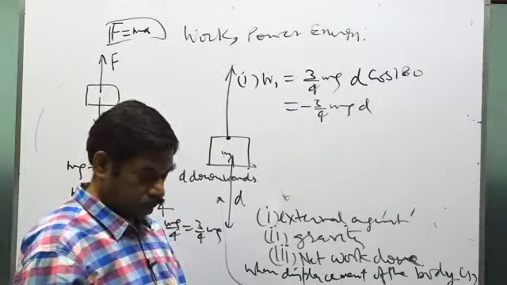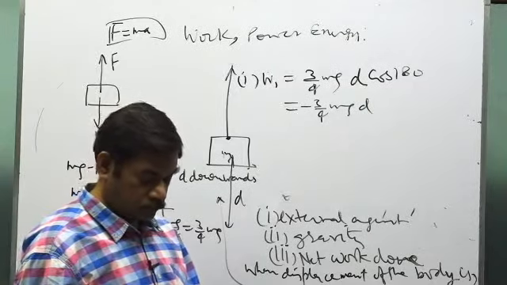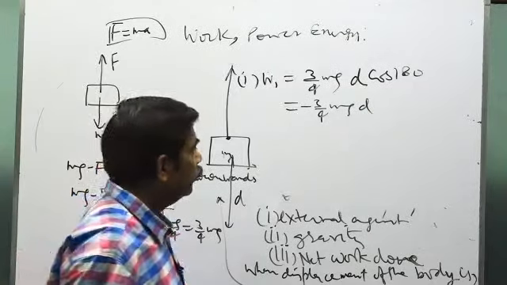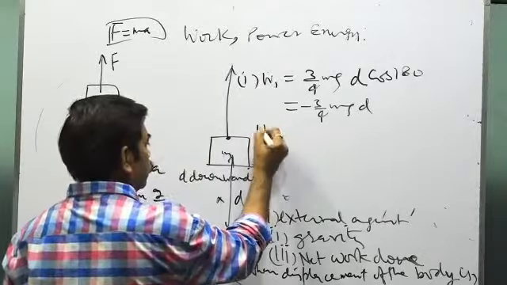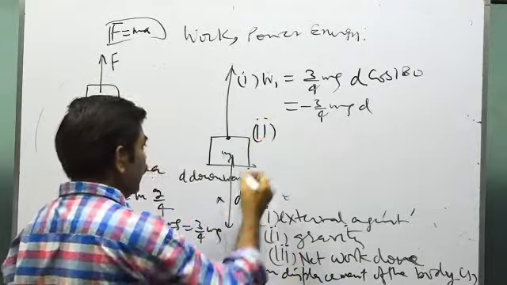Becomes equal to what? It becomes minus 3 by 4 mgd. Is that clear? Work done is what? Okay. So now see, second becomes the work done by the gravity. How much is the force of gravity? mg.